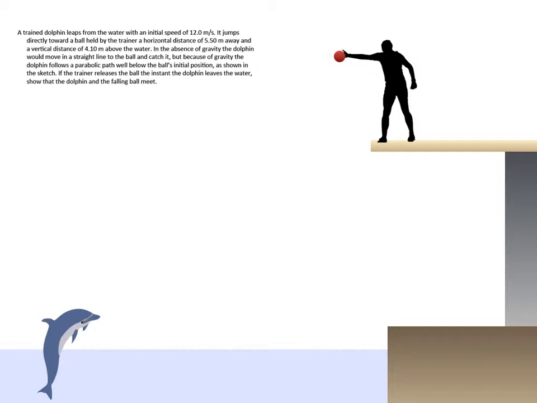A trained dolphin leaps from the water with an initial speed of 12 meters per second. I suggest you draw this, whether you feel like you're good at drawing a dolphin or not, that doesn't matter. Just draw your dolphin and your dolphin trainer and give that dolphin an initial velocity of 12 meters per second. I forgot the 12.0 right there, but you can just imagine that's 12.0.